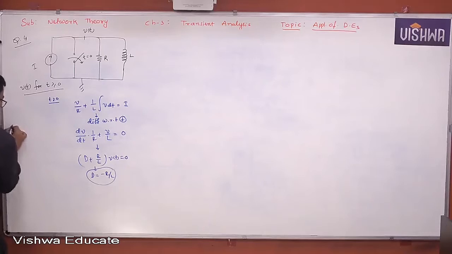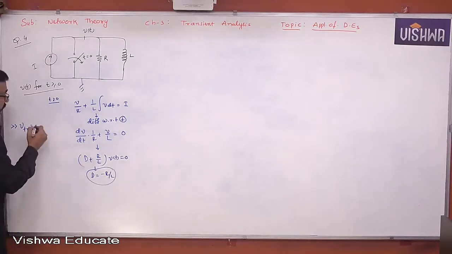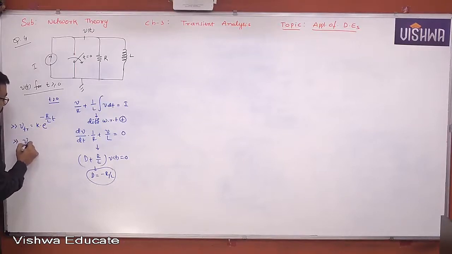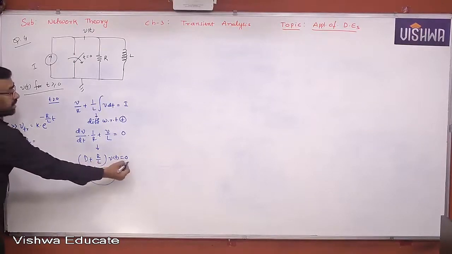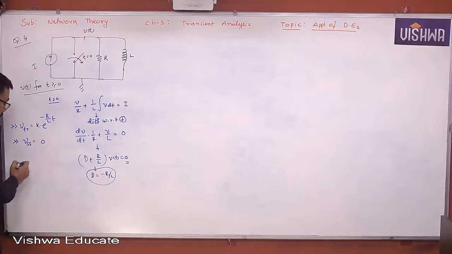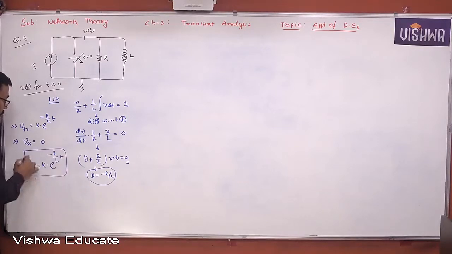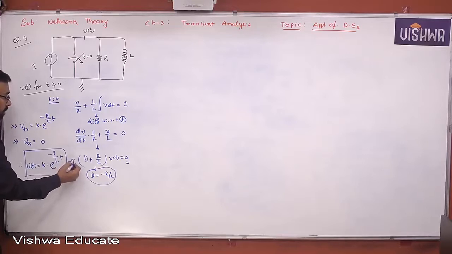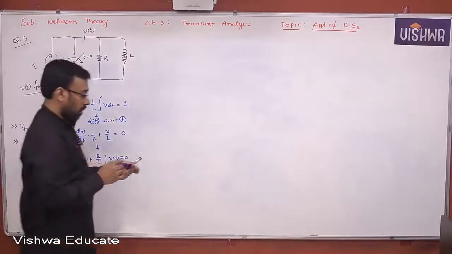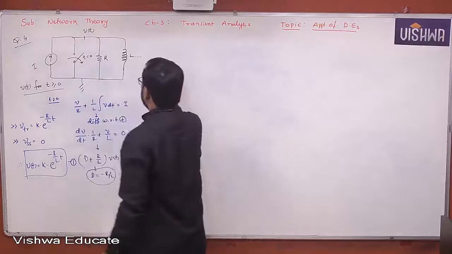Now, what is actually VTR? VTR is k times e power minus R by L t. What is VSS? VSS is 0 because E is equal to 0, right? Therefore, what is V of t? K times e power minus R by L t. This is called equation 1. Okay. Now this is step 1.